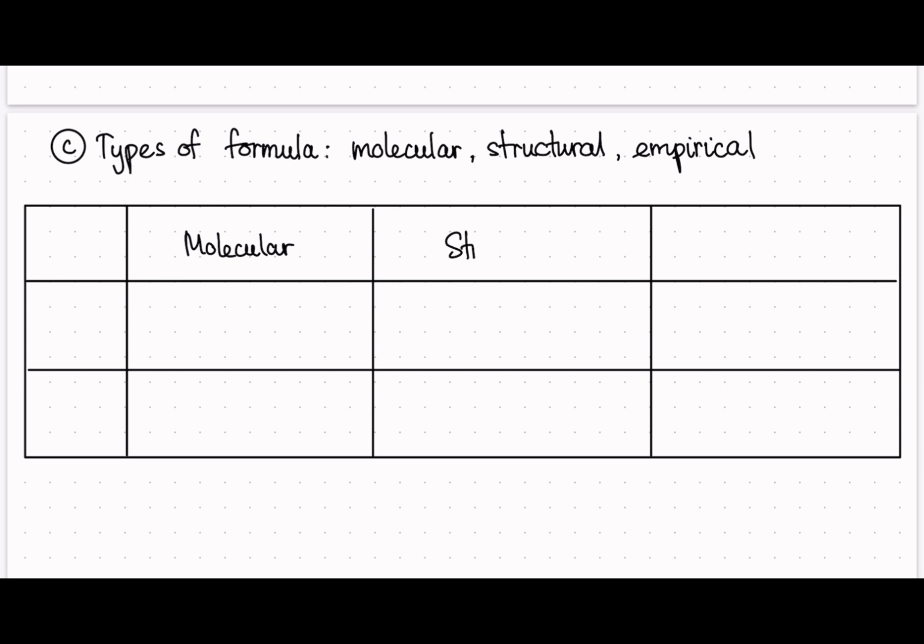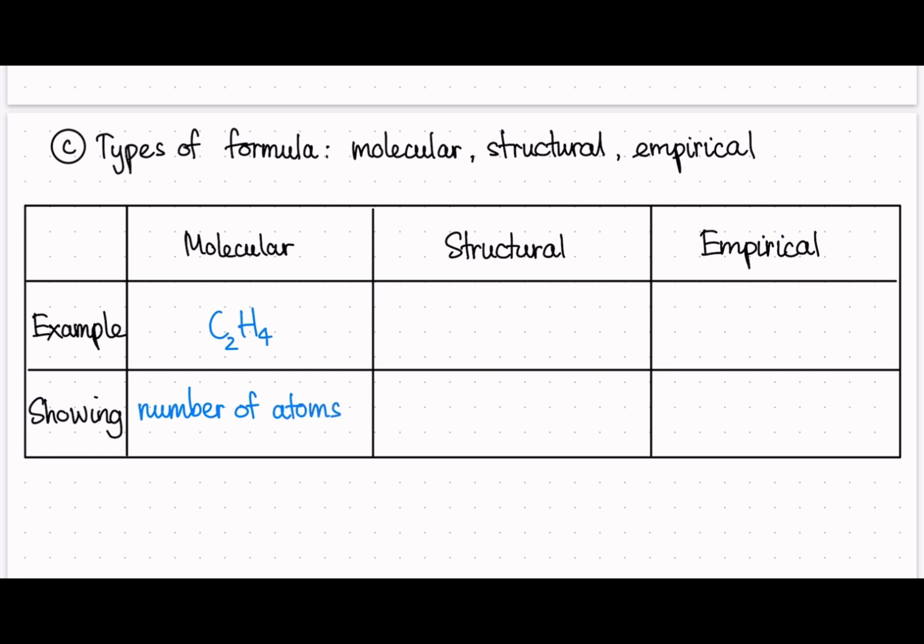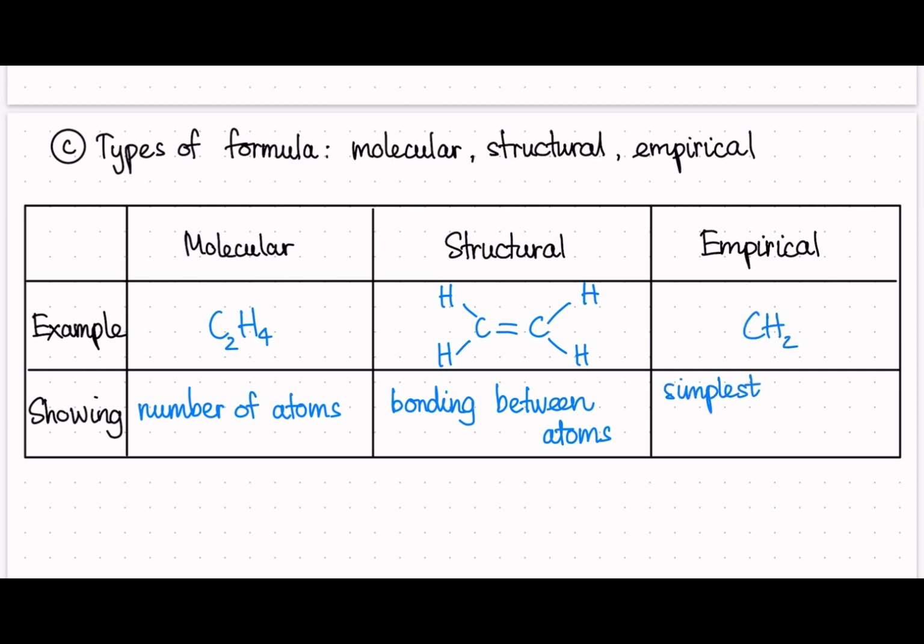First, for molecular formula, let's use ethene as an example. For molecular, ethene would be C2H4, and this type of formula emphasizes the number of atoms in a molecule. We can see directly that it is 2 carbon atoms combined with 4 hydrogen atoms. The structural formula shows the bonding between atoms. Here we can see the double bond between the 2 carbons and the single bonds between carbon and hydrogen atoms. And the empirical formula shows the simplest ratio of the atoms.